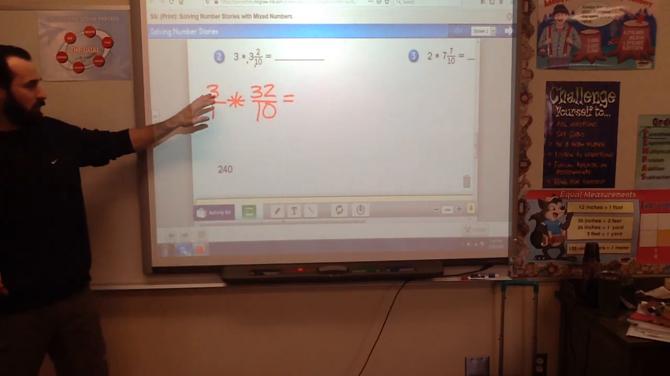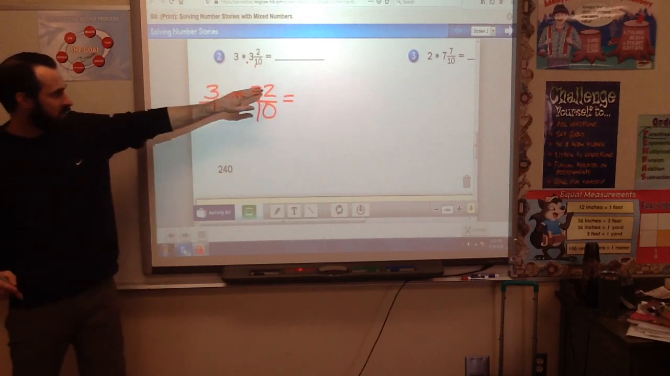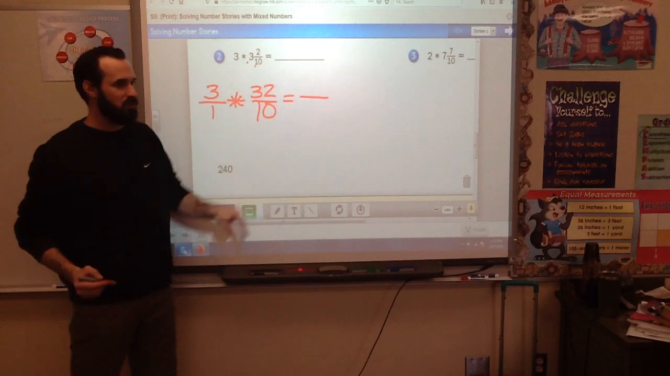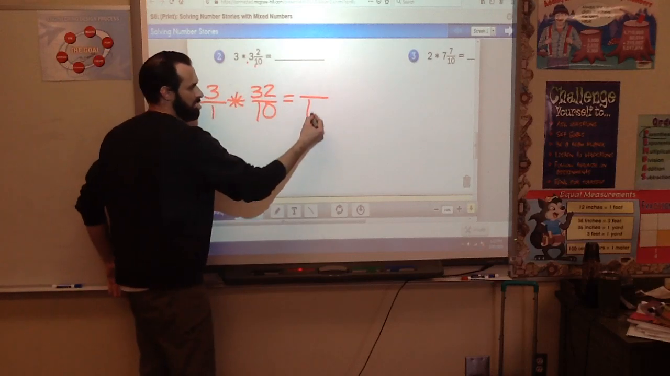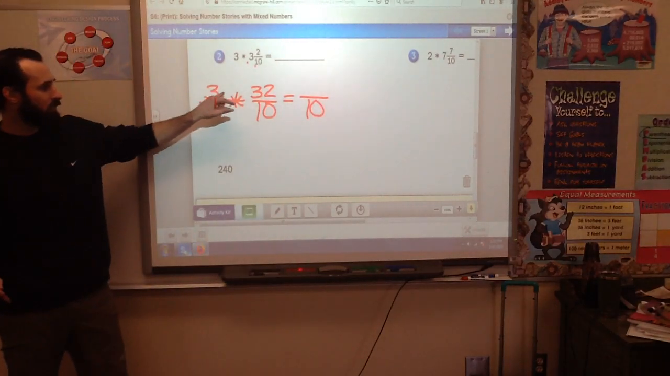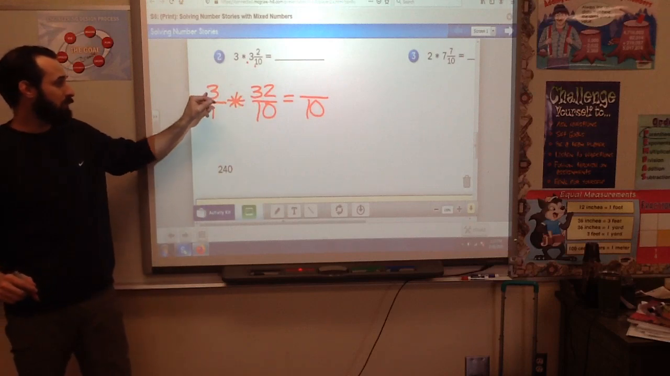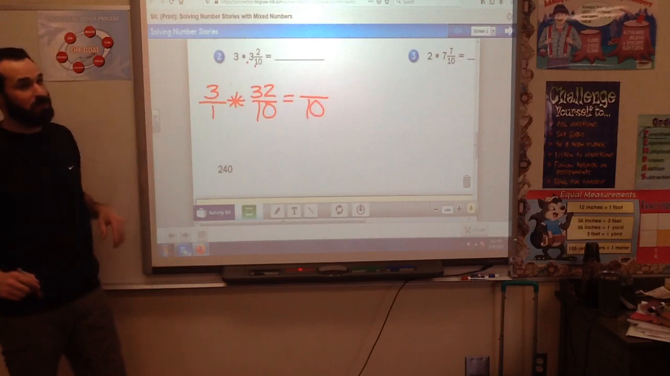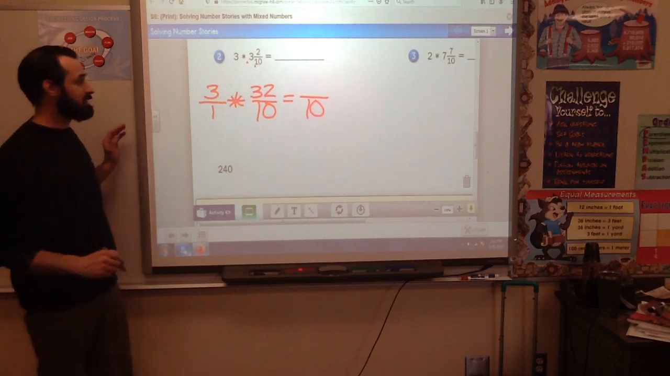So this is the problem now we're solving. 3 times 32 to get you your numerator, and 1 times 10 to get you your denominator. Obviously 1 times 10 is 10. I want you to figure out what 3 times 32 is. I would do 3 times 30, 3 times 2, and then add them together. Don't be afraid to write those off to the side. Go ahead and solve that.